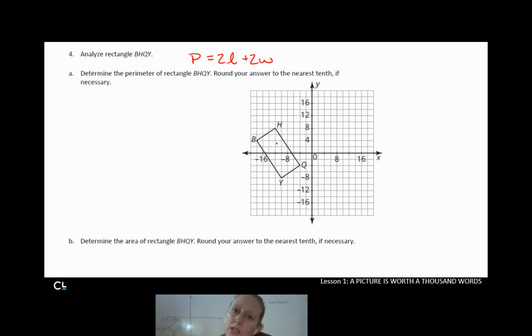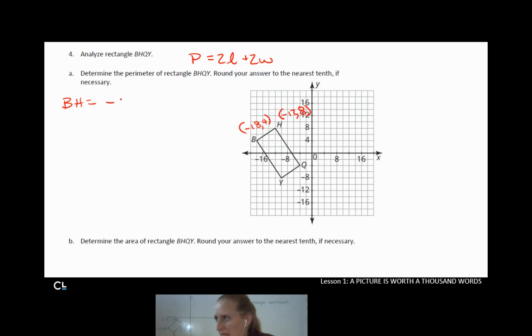Please be careful when writing down your coordinates on this one. We will need to use some distance formula to get my length and to get my width. Please note, we are counting by 2's on the x-axis. So I'm going to start by finding BH. It looks like B is at negative, again, for counting by 2, 16. So it's negative 18 and up 4. And it looks like H is at negative 12 up 8.